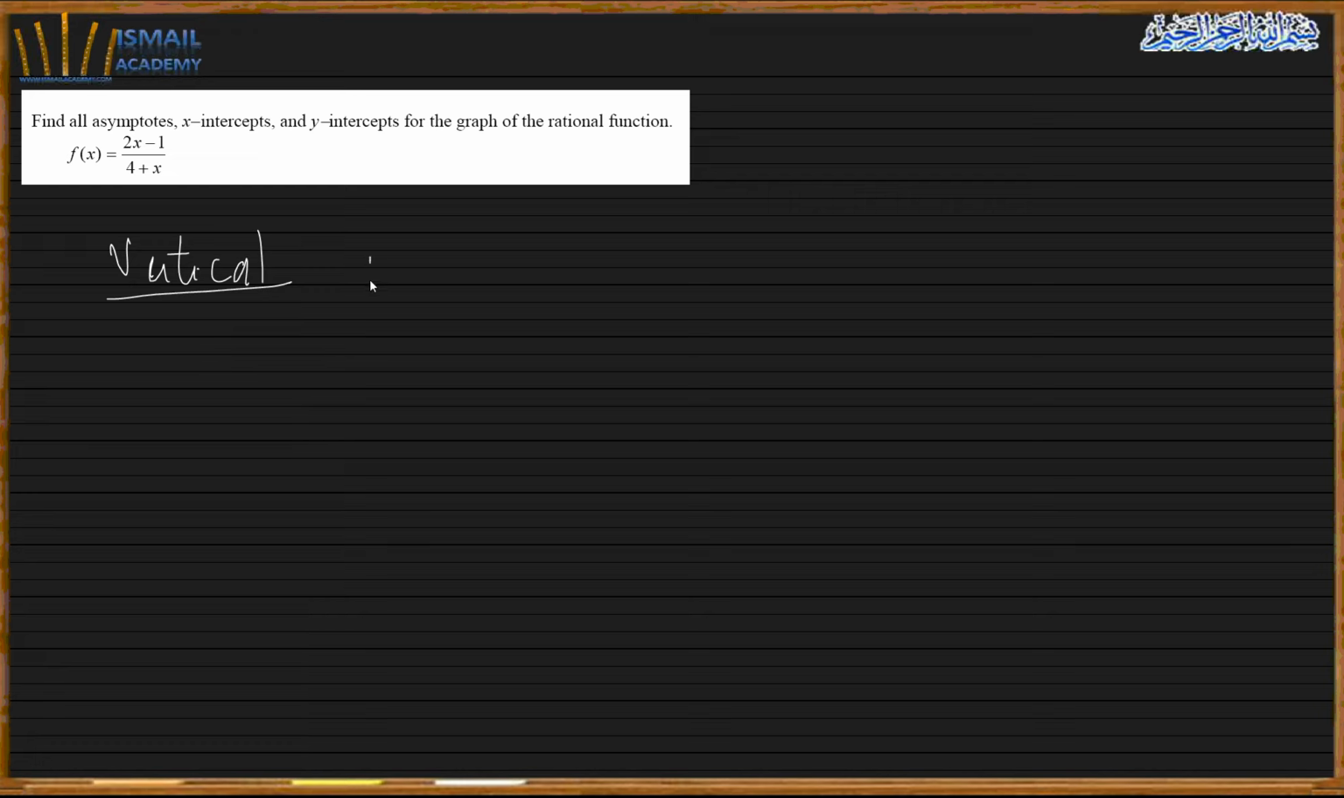So first, simplify. Then after you simplify, you make the denominator equal 0, because sometimes there's no denominator after you simplify. That means there's no vertical asymptote. So be careful. Don't just pick the function and make the denominator equal 0 right away. No. Simplify, then make the denominator equal 0. Here there's nothing to simplify because it's in the simplest form.